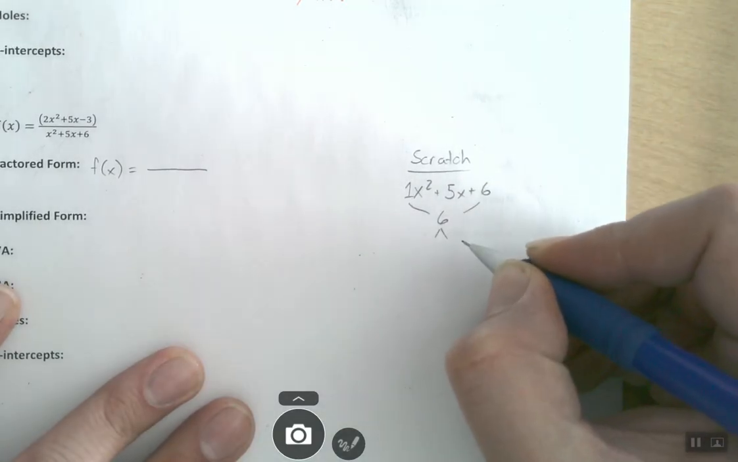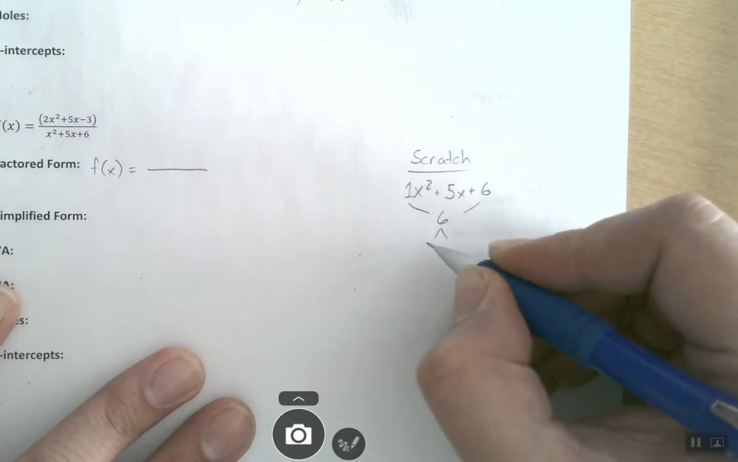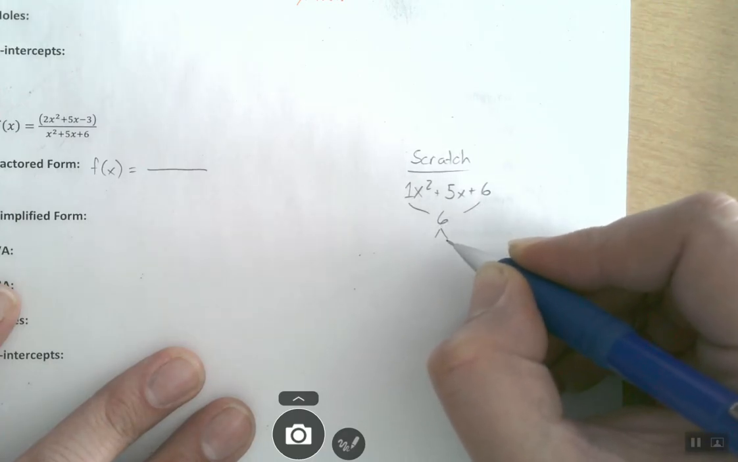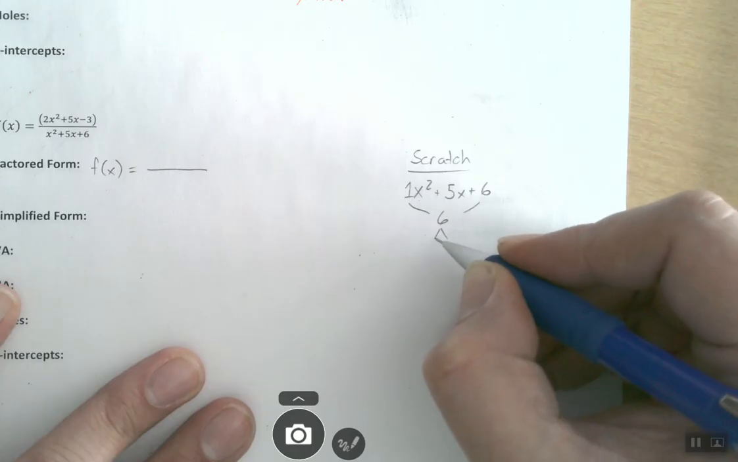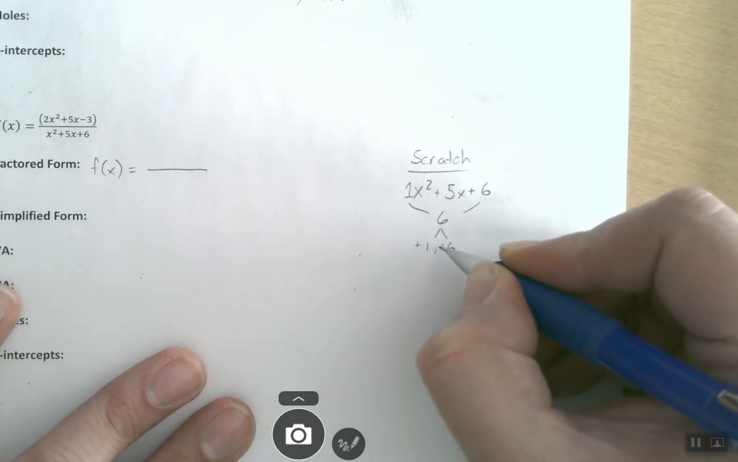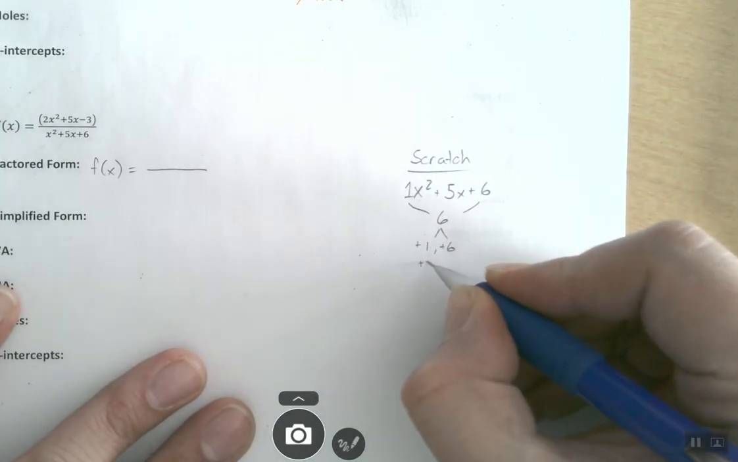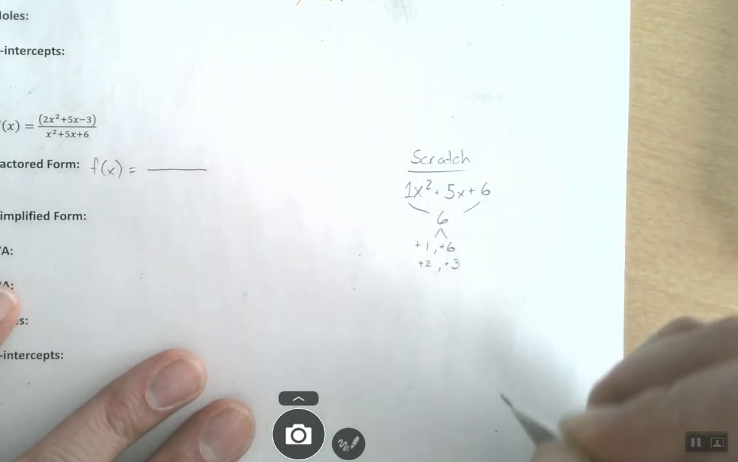Hold on, I didn't say 1, 6. Okay. 1 times 6 is 6. Give me two numbers that multiply to be 6, but they add up to what? 5. Is it plus 1 and plus 6? No. Why not? They would add up to 7. Give me another combination. Plus 2 and plus 3. Do those work? Yeah. Awesome.